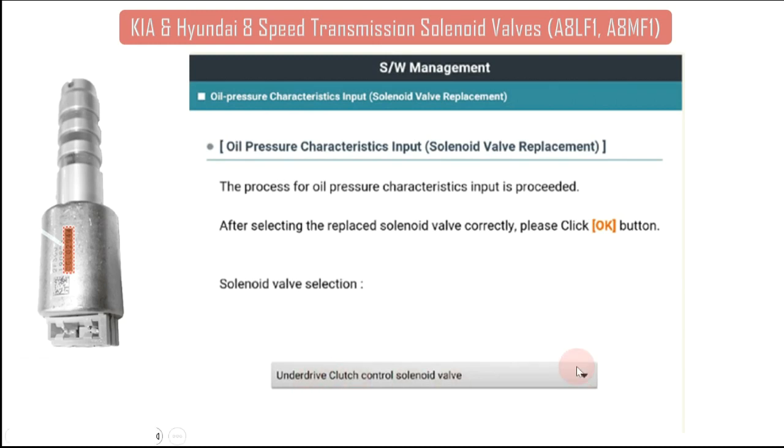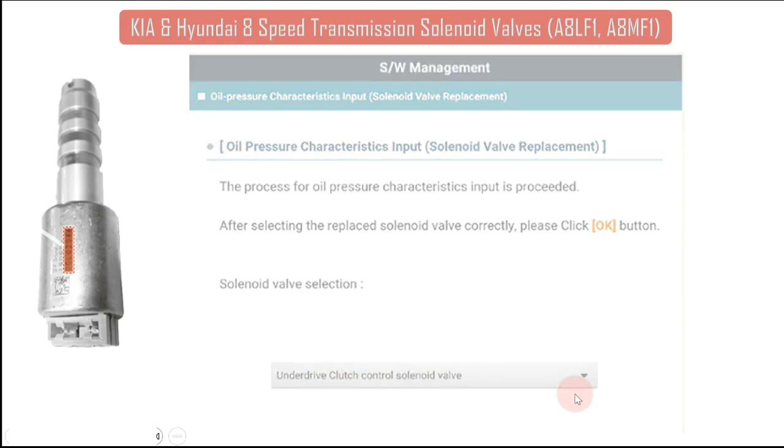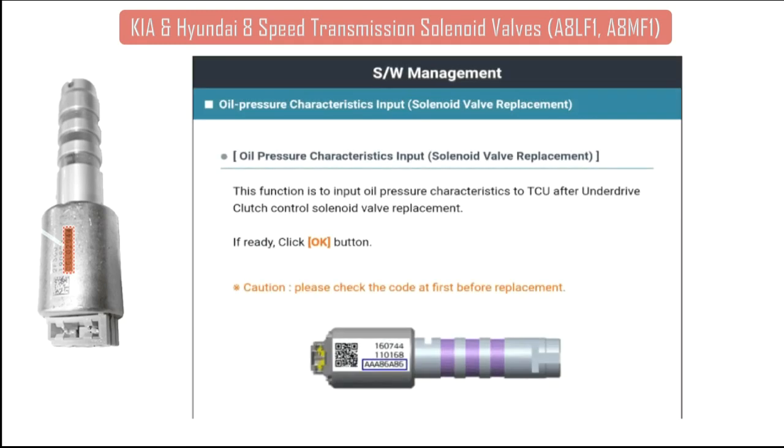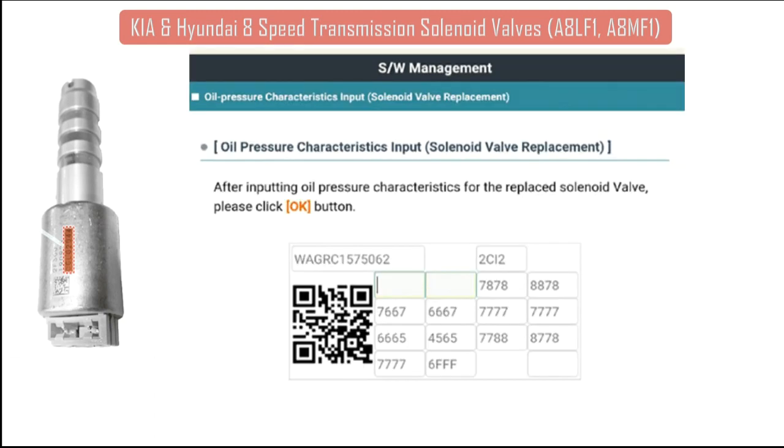You have the solenoid valves listed in here. You just select yours. If you go to the next page, you have some more guidance referring to the number that you need. In this box, you need to insert the number that you already have for that solenoid valve, and that's going to be it. Okay, so let's see how we can do that on the car.